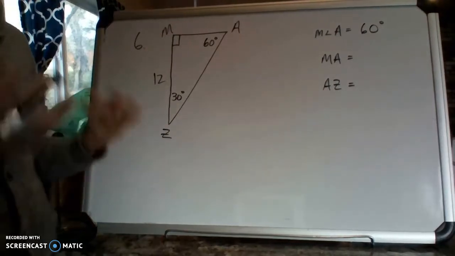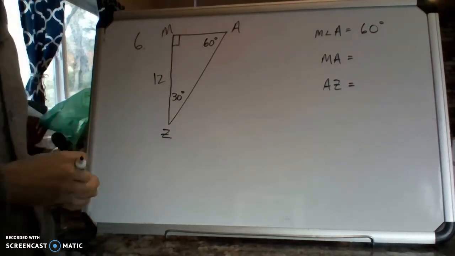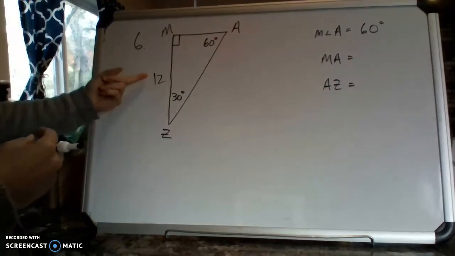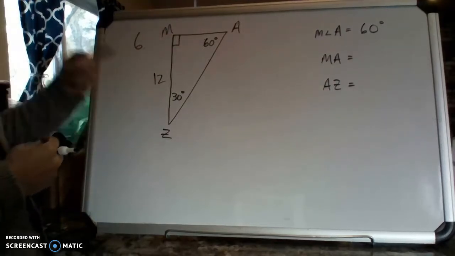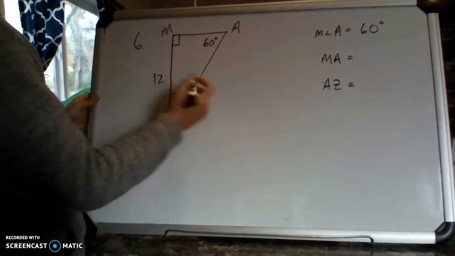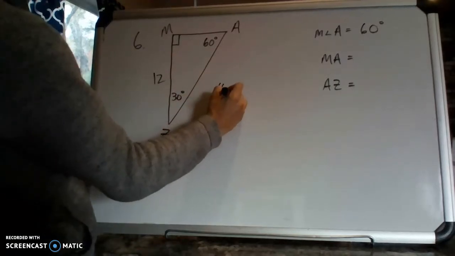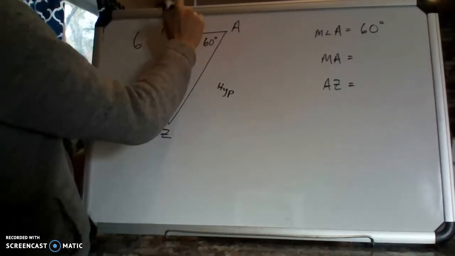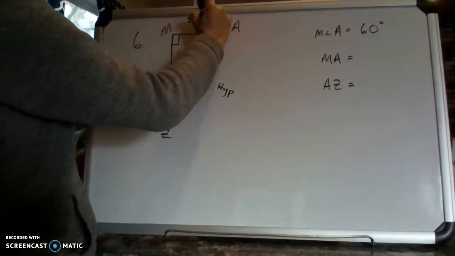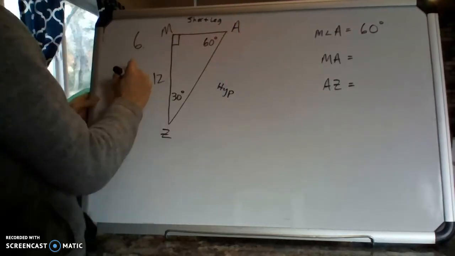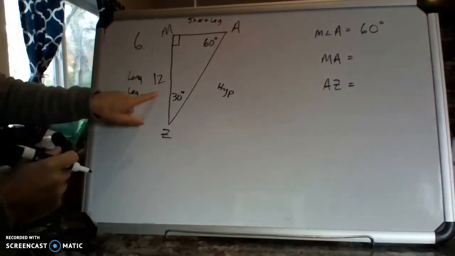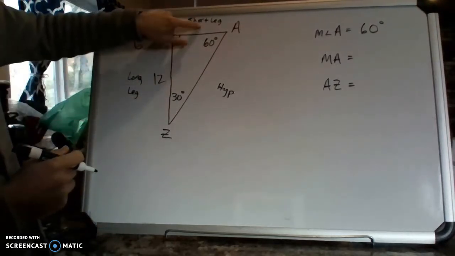We're going to use the relationships that we know of for a 30, 60, 90 in order to solve this. So first we need to know which side is this one that we know. If you check it, this side is the hypotenuse, right? And between these two sides, this one is the short leg, and this one would then be the long leg. So we know what the long leg is, and we know that the long leg has a relationship with the short leg.